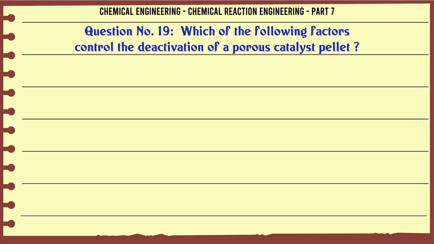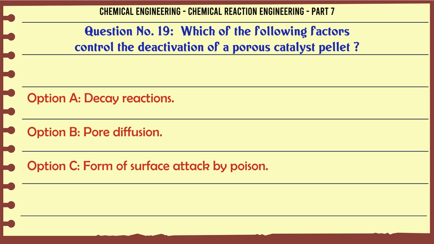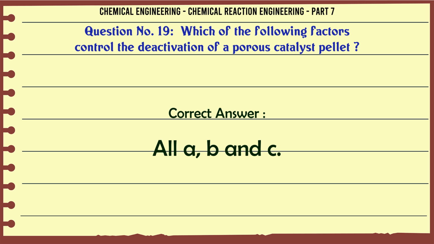Which of the following factors control the deactivation of a porous catalyst pellet? A, decay reactions. B, pore diffusion. C, form of surface attack by poison. D, all A, B, and C. The correct answer is: all A, B, and C.